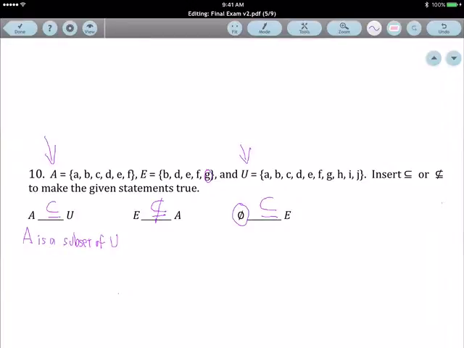So suppose we switched it around and said U and then a blank and A. So here, there's a bunch of things in set U that are not in set A. So you would do U is not a subset of A, like that.